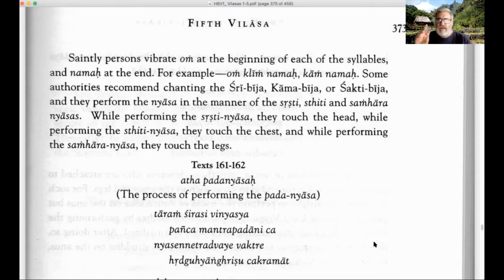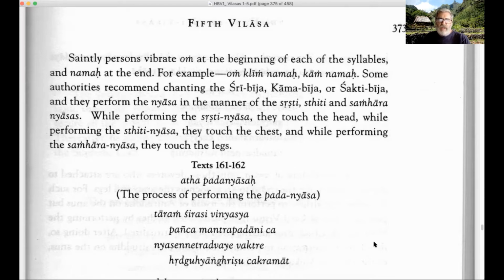So Shristi means creation, Sthiti means maintenance, and Samhara means destruction. There's a certain order in which you touch the different parts of the body, which is called Shristi order, and there's a certain order which is called Samhara order, and another order which is called Sthiti order. I'm not sure whether I've particularly gone over that in the Prayoga part that I wrote, but maybe I've explained it there. In any case, it's being mentioned here for the first time: Shristi, Sthiti, and Samhara Nyasas.